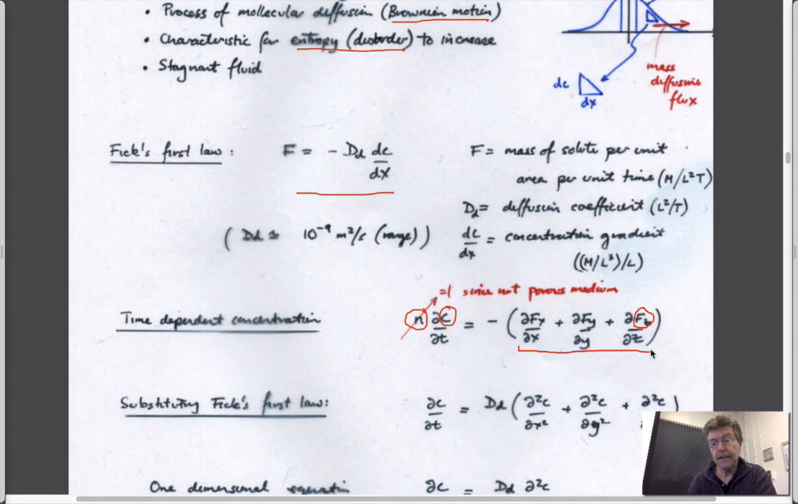then this is just a conservation equation. This basically says that mass in minus mass out into a control volume equals accumulation.